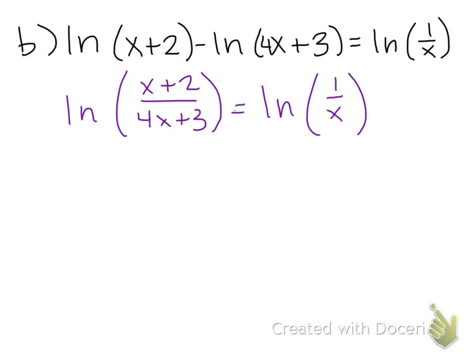So this one's different from letter A because I have natural logs on both sides, not just one side. So I'm not going to put it in exponential form. We're almost going to treat it as if I had the same base on both sides. I have the same log on both sides, so I drop it, and I'm going to set the insides equal to each other.